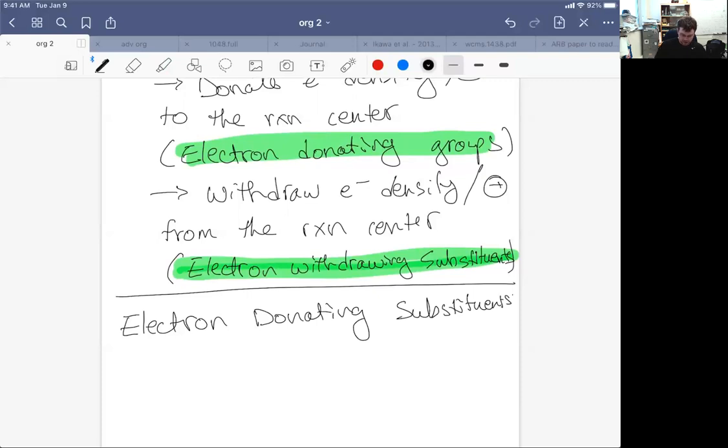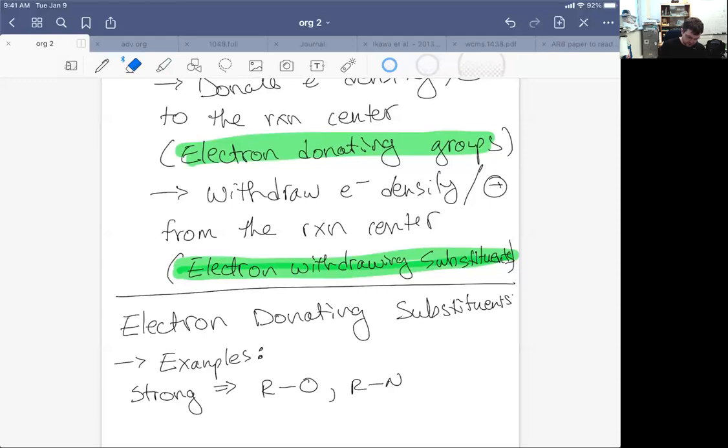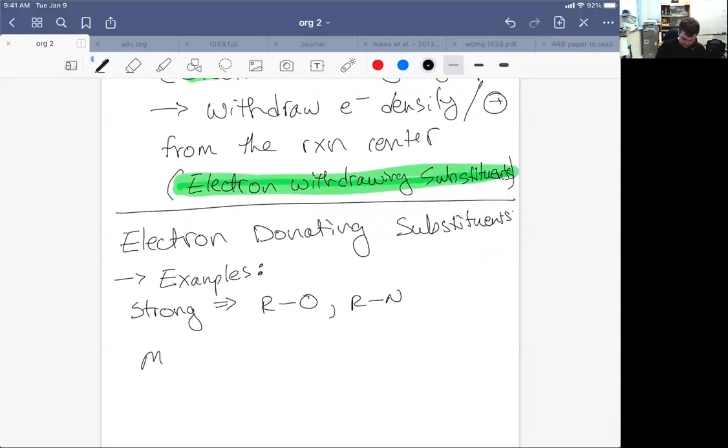Okay, so the electron donating substituents, we could have varying degrees of electron donating groups. The examples would be, for strong electron donating groups, we have an oxygen directly attached to our molecule, a nitrogen directly attached to our molecule. And these are two good examples. For medium, we have an alkyl attached to the rest of our molecule.